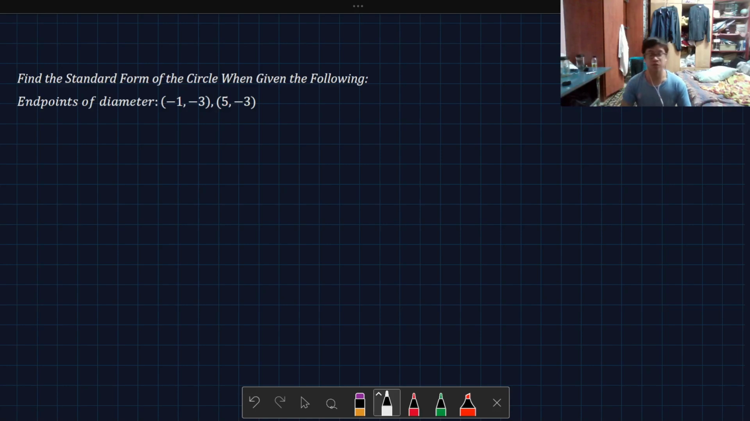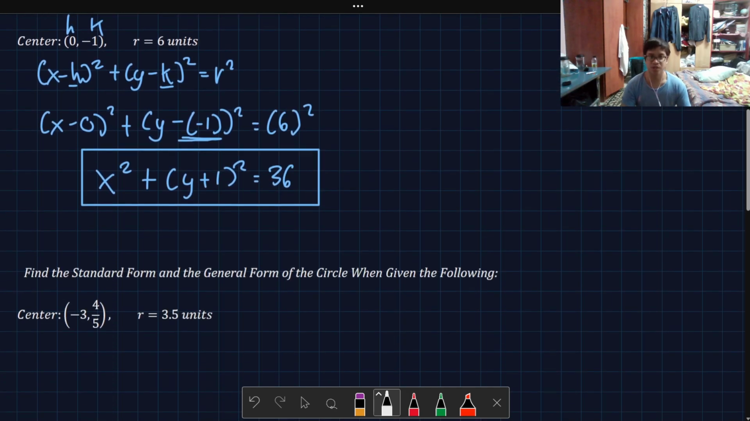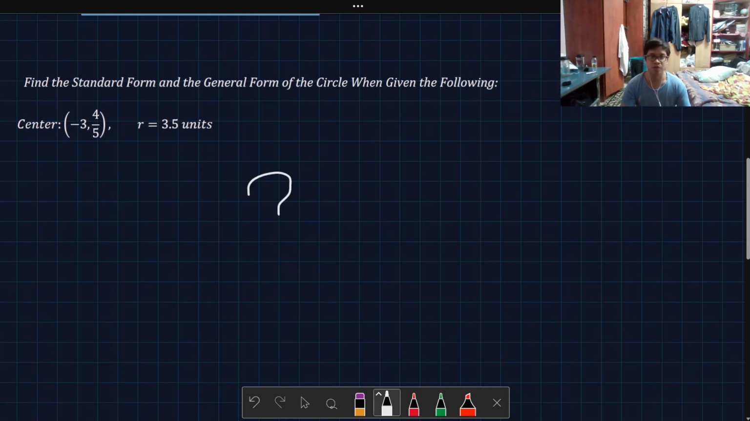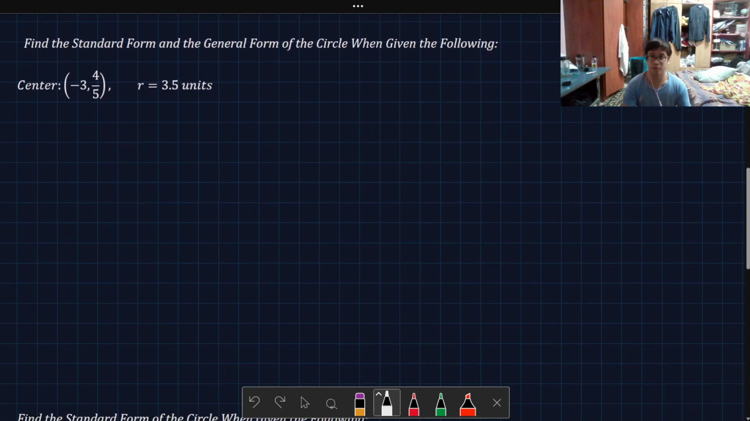Hi everyone, let's continue our discussion from last time about the circle as a conic section. Remember, when we discussed circles, we learned how to find the standard form of a circle when given the center and the radius. I erased the solution here, but I did solve this one, so you can just watch the previous video about this.